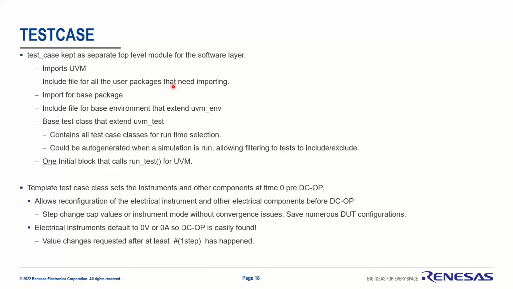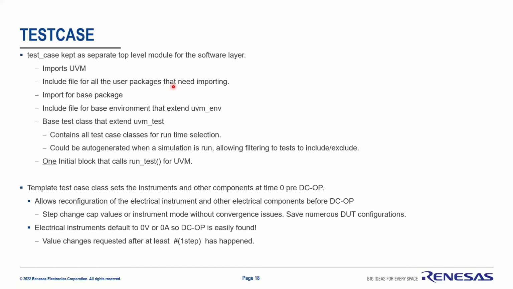And then from that, we've got a template test class that sets up all the instruments and components at time 0, DC operating point. The test case can then update that. So a resistor could be suddenly made an open, or it could be made a short, or it could be a special resistor value. So it literally allows you to reconfigure what is hooked up at time 0, where after time 0 doing that is not as easy.